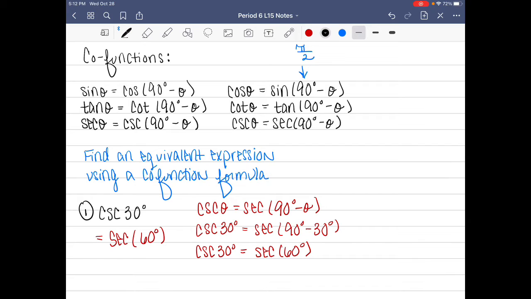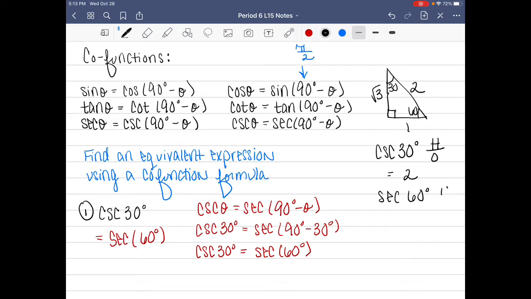Now, if you don't believe Miss Marflack, you could take a look at that 30, 60, 90 triangle that we've worked with, right? And you can see, using our definitions, cosecant of 30 degrees, that's going to be hypotenuse over opposite. Let's see, that's going to be 2 over 1, which is 2, and then secant of 60 degrees, that's going to be hypotenuse over adjacent, and that's going to be 2 over 1 as well.